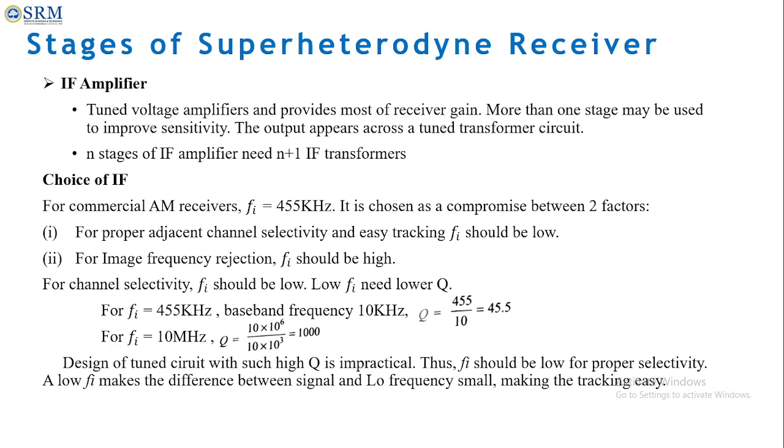The next stage after the mixer and the local oscillator stage will be an IF amplifier, which provides tuned voltage amplification in order to obtain a good receiver gain. So more than one stage may be used to improve the sensitivity. For commercial AM receivers, we choose the intermediate frequency as Fi equal to 455 kilohertz.